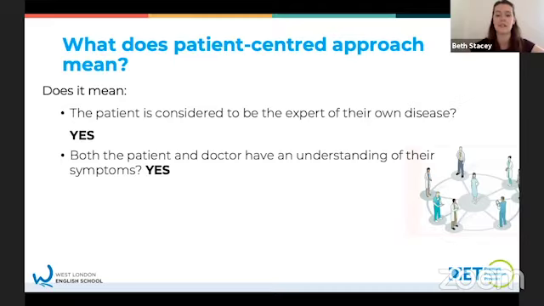Both the patient and doctor have an understanding of their symptoms. Well, yes, this is true as well. Again, just like I said, the patient knows about themselves, but of course the doctor or whoever, the medical professional, also knows about this.